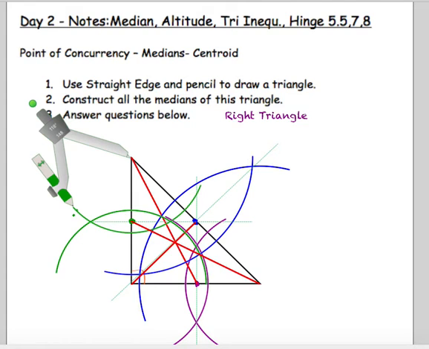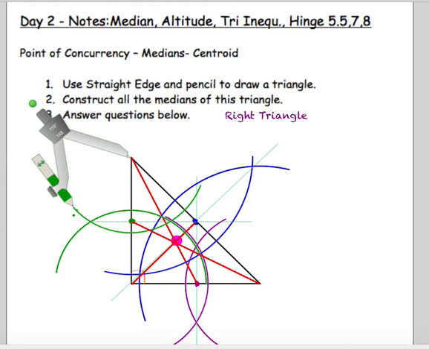There we go. And then you can see that all three of them are crossing in the same point. That means you did a good job on your construction, that you were able to get them to all hit in the same spot. That's called the centroid, where the medians intersect. It's the center of gravity, which is really neat about that point.